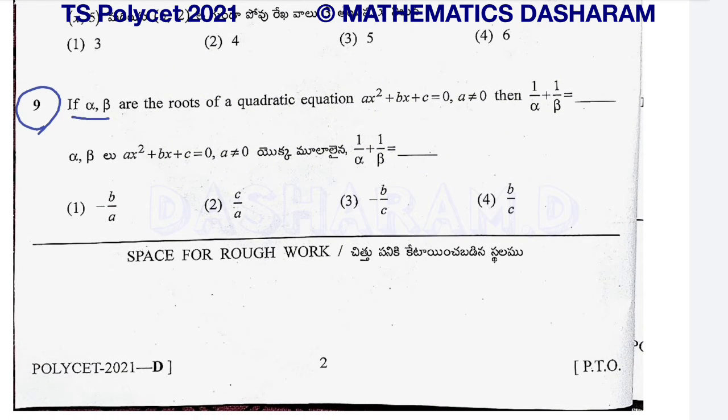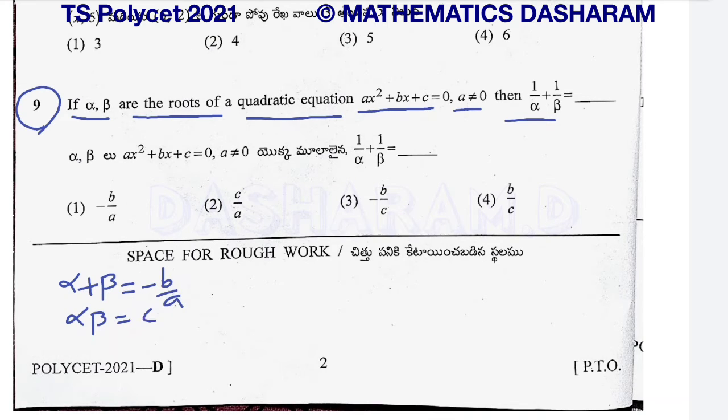If alpha, beta are the roots of a quadratic equation ax square plus bx plus c equals 0, a not equal to 0, then 1 by alpha plus 1 by beta is equal to how much? So we know that sum of the zeros formula is minus b by a, product of the zeros formula is c by a. So he is asking 1 by alpha plus 1 by beta value, how much.